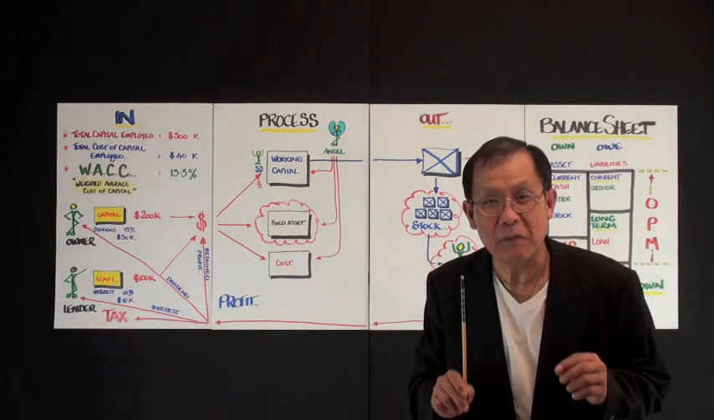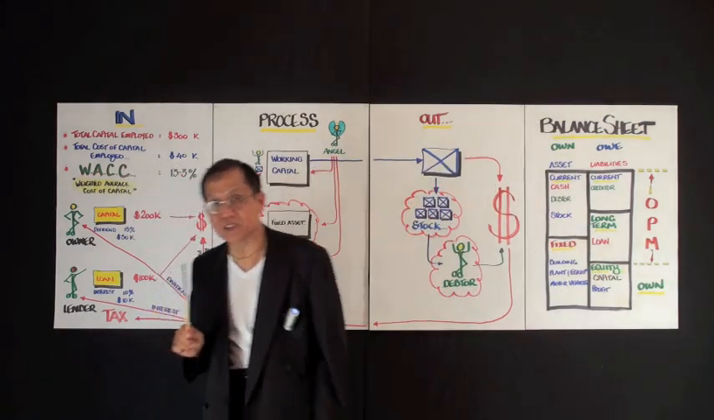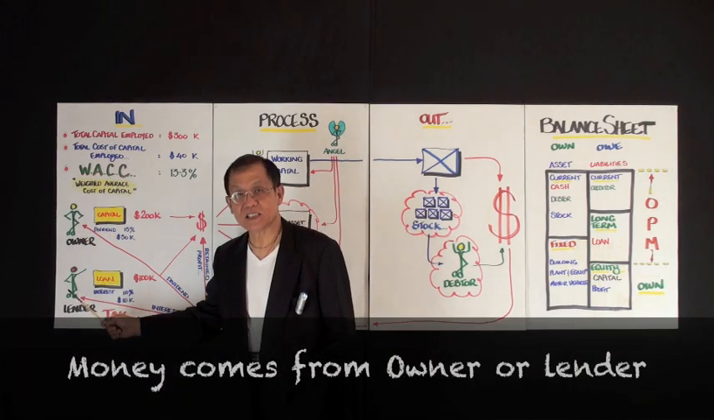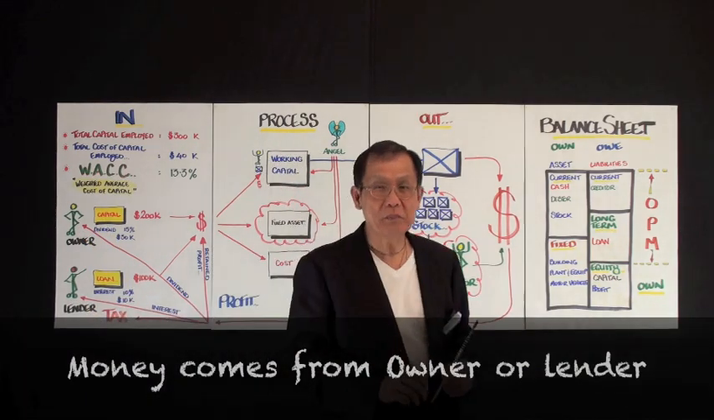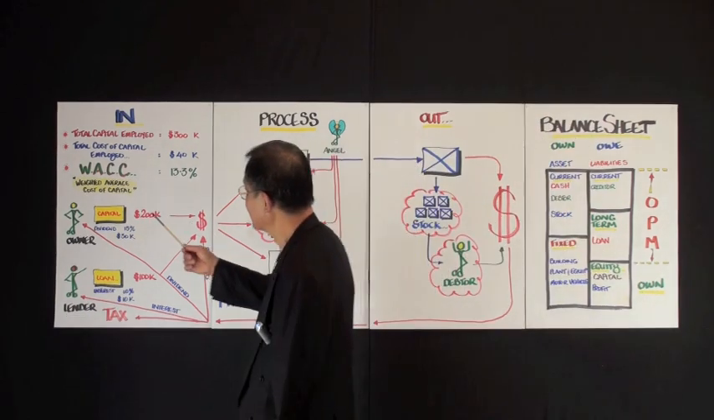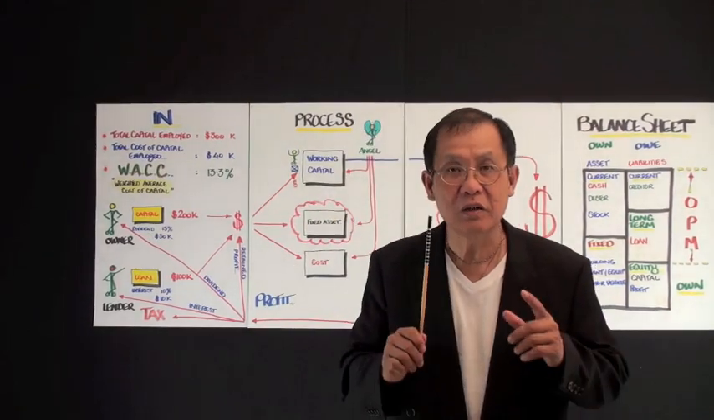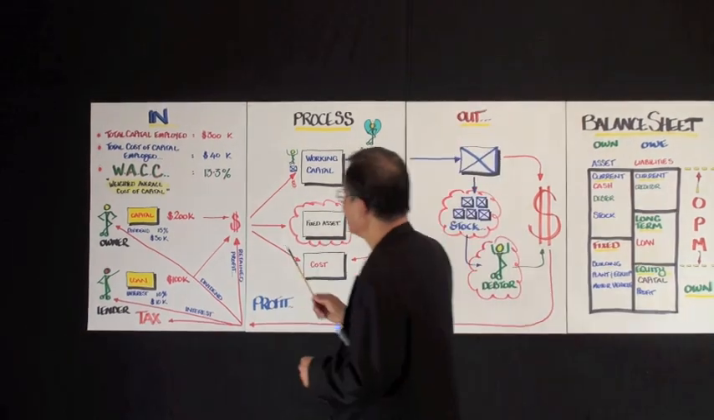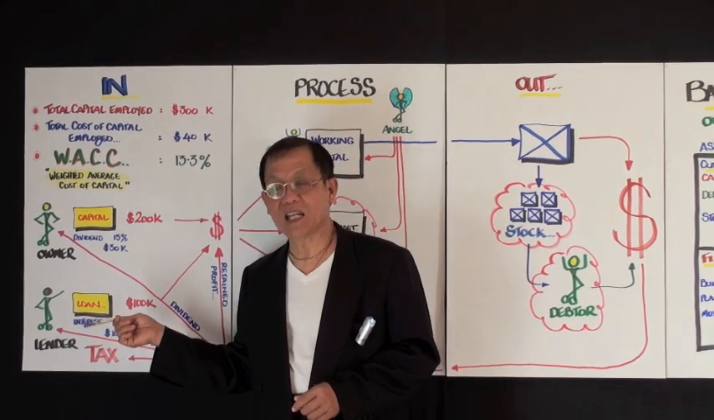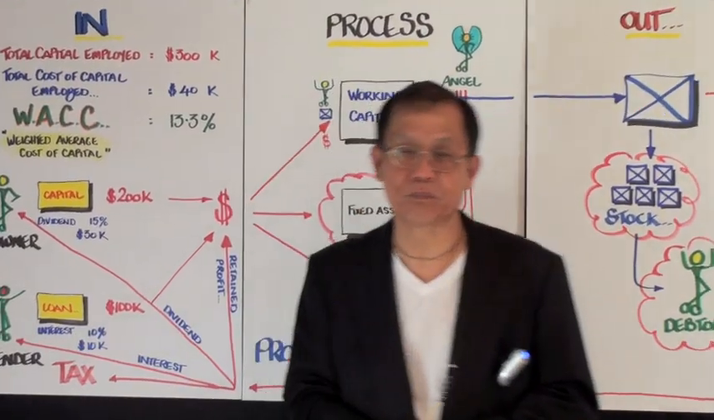We are in business to do what? Make money. Now, the money that comes in comes from two main sources. First, the owner. The second source is the lender. When the owner brings in money, accountants call it capital. Capital is money brought in by the owner. If the owner doesn't have enough money, he goes to the bank. Any lender who lends in money is called loan.